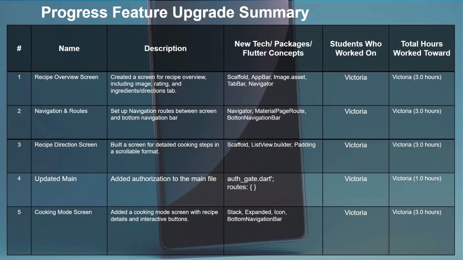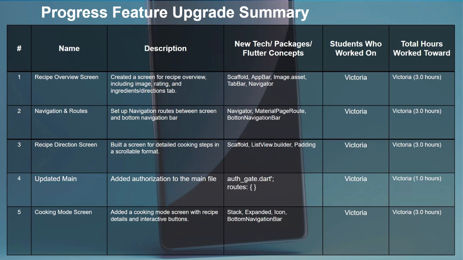For my second feature, I added a navigation and routes. And so basically, I went ahead and set up the navigation routes between screens and bottom navigation bar. And with this, I added a navigator, a material page route, and a bottom navigation bar. And for the third feature, I added a recipe direction screen, which has detailed cooking steps in a scrollable format. And with this, I added a scaffold, a list view builder, and a padding.